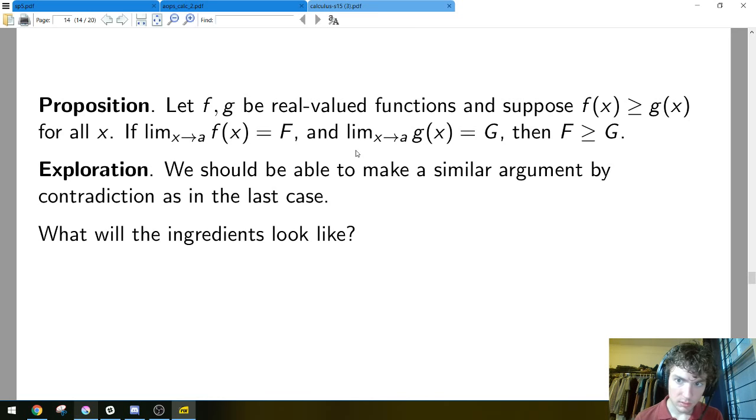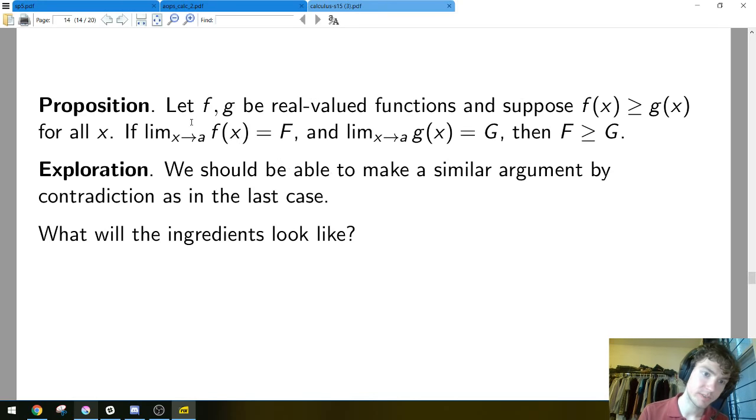It seems like, as the exploration says, take the contradiction. So we need to prove that. Well, let's see. I don't see how this gets more complicated than breaking these two limits into their parts, but I don't see where to go beyond that.